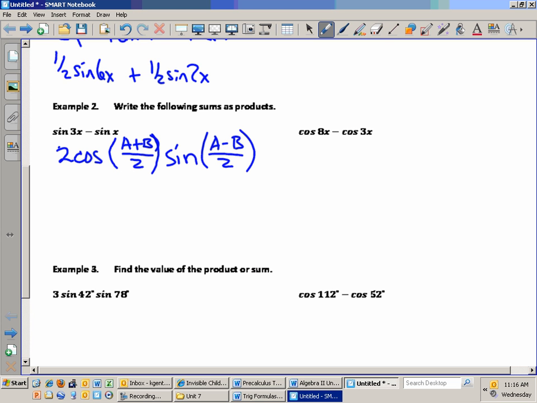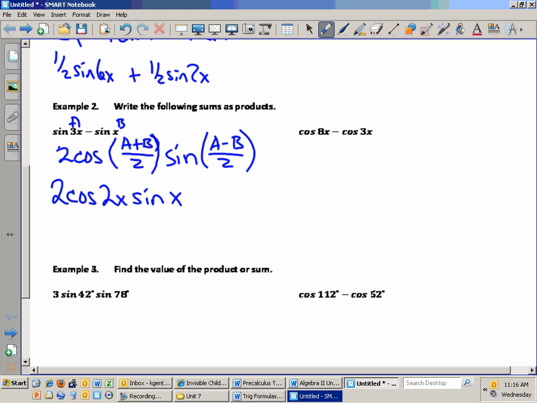Okay, so this is the formula I use, right? What's A? A is 3x. What's B? B is x. So I have 2 cosine of 3x plus x divided by 2. What's 3x plus x divided by 2? 2x. And what's 3x minus x divided by 2? Just x. So you got 2 times the cosine of 2x times the sine of x. So I now wrote it as a product.